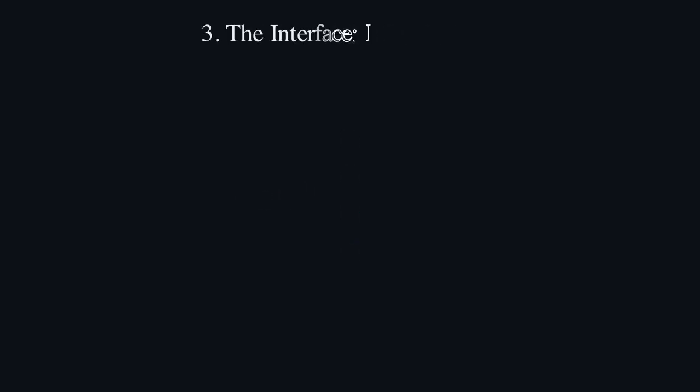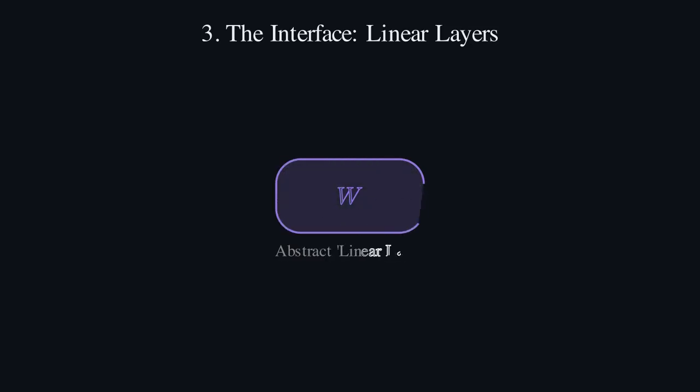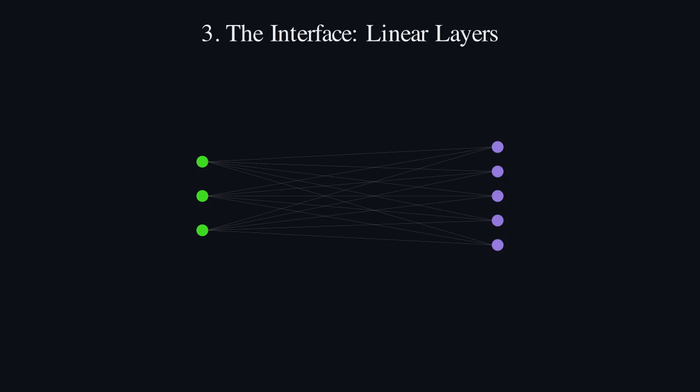In research papers, you will often see simple boxes labeled capital W. Do not be fooled by the simplicity. These boxes represent linear layers. Inside, they are dense webs of connections, matrix multiplications, that project our vector into higher dimensions. Every time we say project up or expand, we mean passing data through this massive grid of neurons.